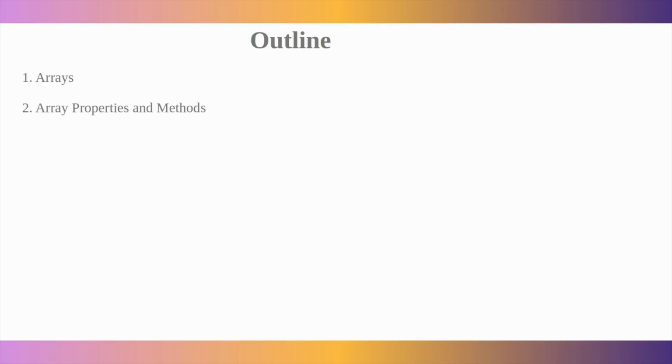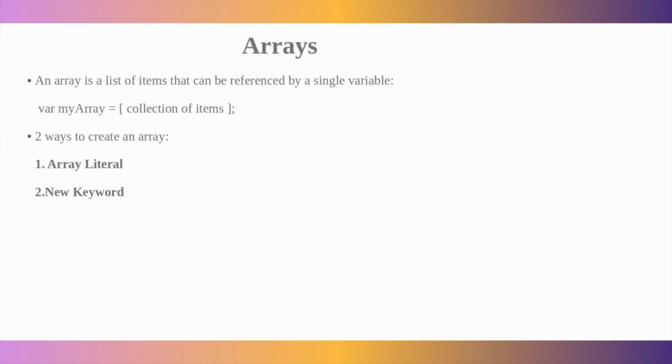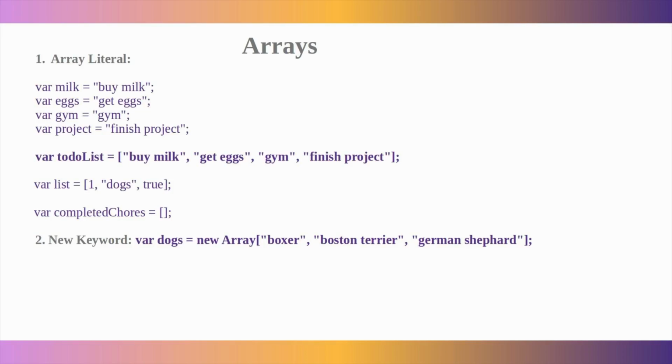Arrays are a collection of items that are referenced by a single variable. Conceptualize it as a cupboard wherein you can store multiple things. There are two ways of creating arrays, so let's go over those. The first one is called array literal. Array literals are created by enclosing the list of items separated by commas within square brackets, and then assigning the array to a variable such as you see in var todoList. In this example, you can see that the list items buy milk, get eggs, gym, and finish project are separated by commas.